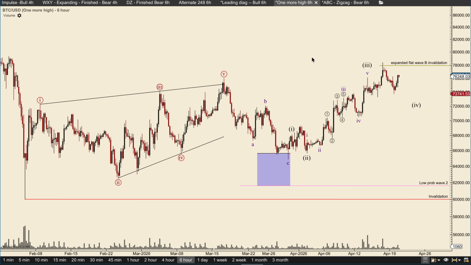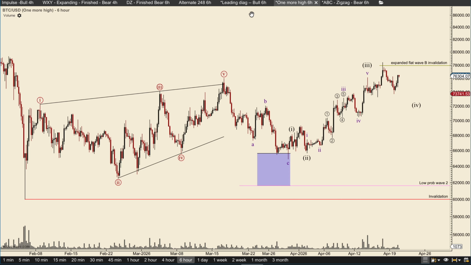If we take a look at this scenario, this is expecting one more leg up, but in order to do that, we need to count this as a wave A, wave B, and then a wave C. And if we count it like this, then we hit this, the expanded flat wave B invalidation target, which is a very uncommon target for a wave B in expanded flat, thus lowering the probabilities for this. So it's basically a toss-up between if we get one more high or not.